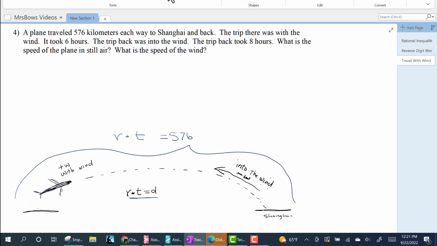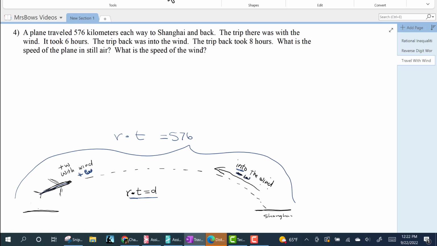However, there's an added element. The trip there was with wind. With wind means plus W, because the wind is helping out how fast. If you've ever been on a plane and the pilot comes on and says, yeah, we should make good time because we're flying with wind. And then on the way back, when you're going against the wind, against or into the wind means it's slowing you down. So that's a negative.